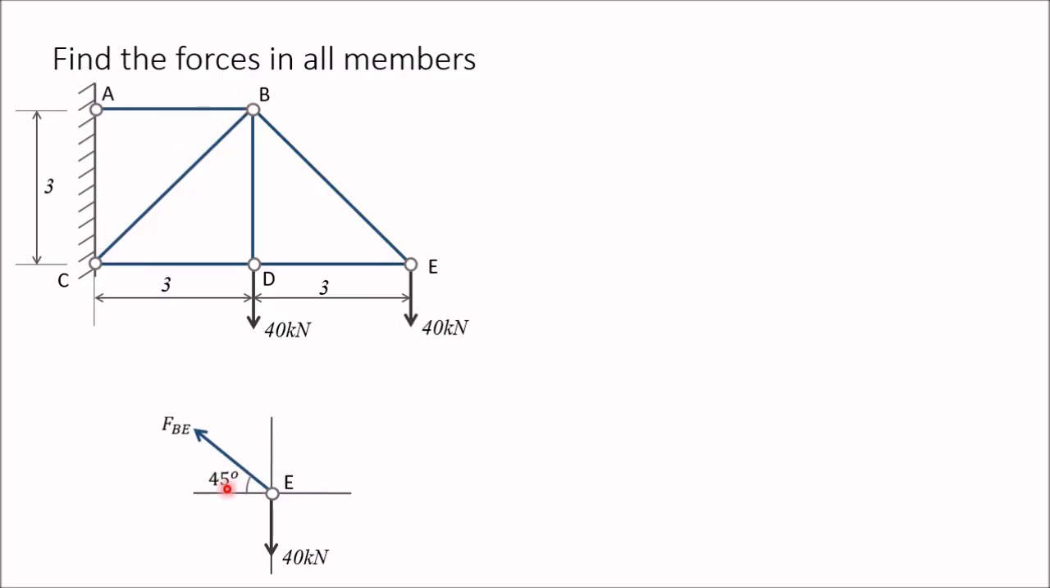So angle of B is known, 45 degree. Another member is DE, which is acting horizontally. So FDE is away from E along the direction of DE. Now we can apply sigma Fx equal to 0 and sigma Fy equal to 0, two equations of equilibrium here. So first we will apply sigma Fy equal to 0.